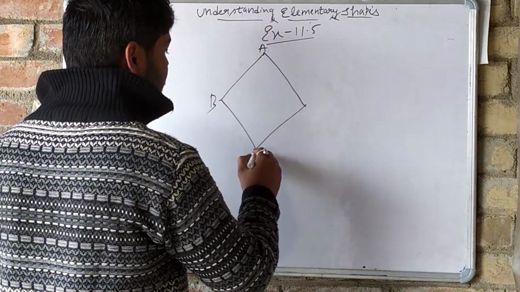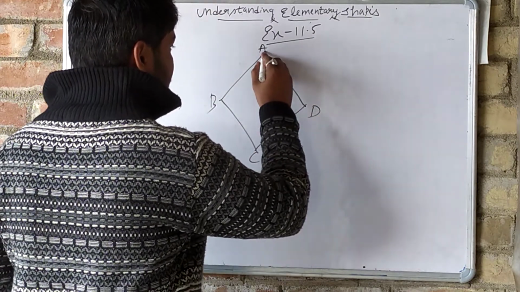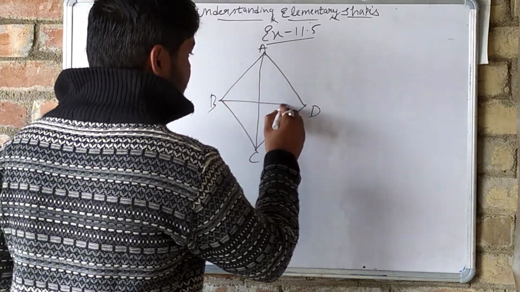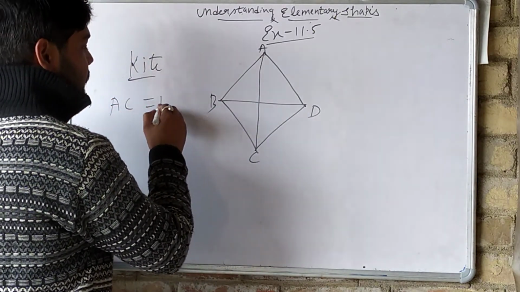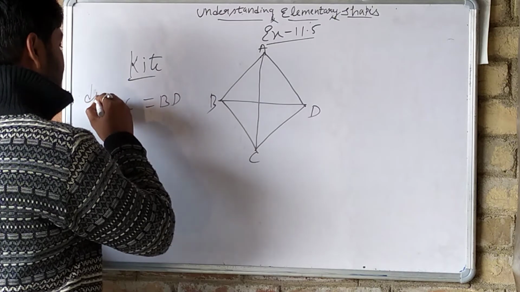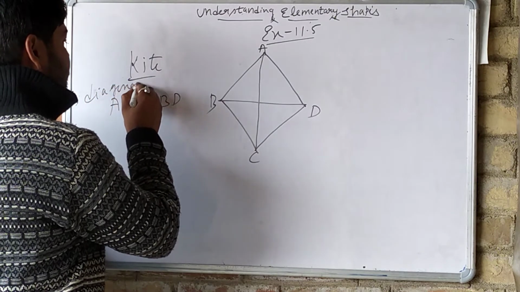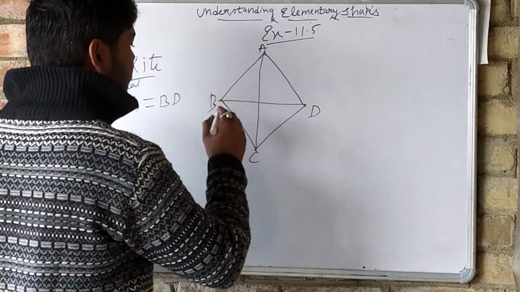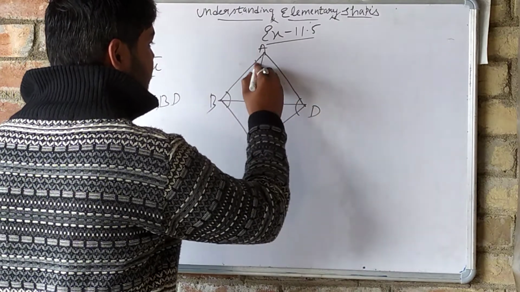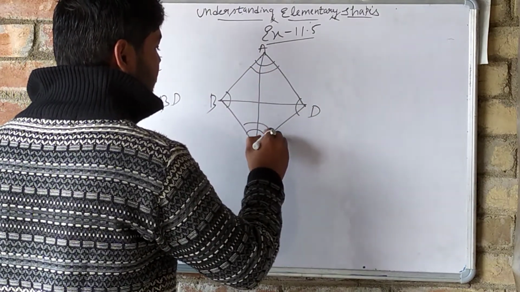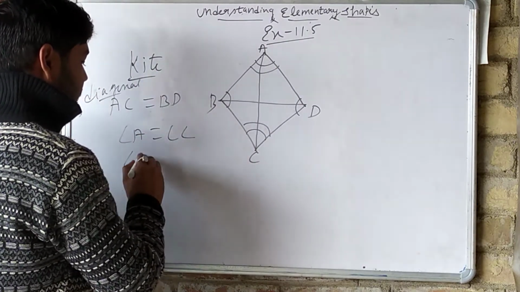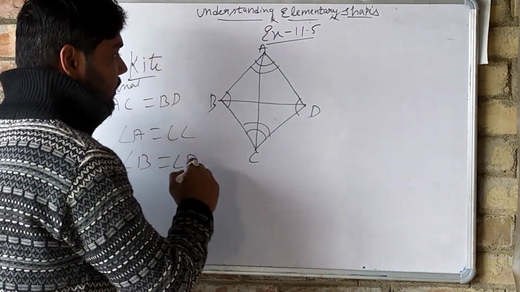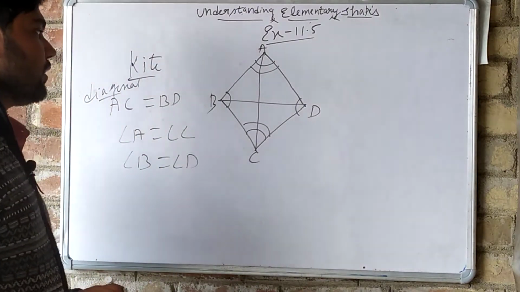A, B, C and D. So these are the diagonals. AC is equal to BD, diagonals. Diagonals are equal and opposite angles are also equal in a kite. That is, angle A is equal to angle C and angle B is equal to angle D in a kite. So this figure is known as a kite.